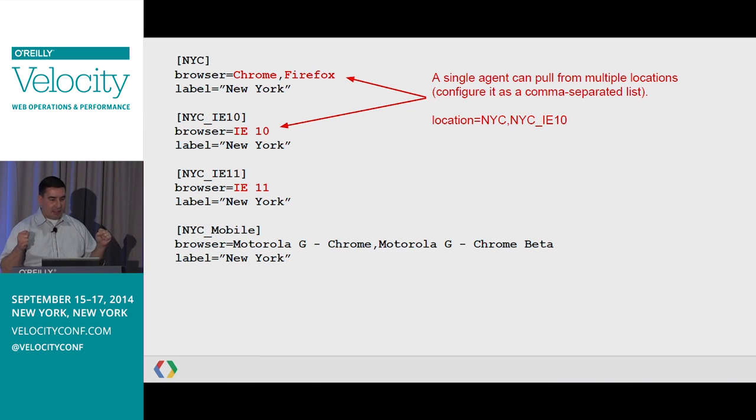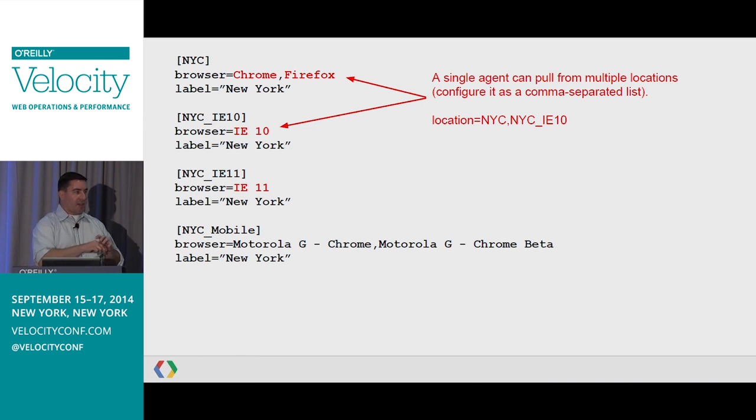However, each agent can pull from multiple test locations simultaneously. The main reason we implemented this is that IE is the only one that's painful, in that a given install of Windows can only run one version of IE at a time. Odds are you want to test against more than one version of IE. However, let's say you've got half of your machines running IE10, half of them running IE11. It would be a real shame if you could only test Chrome or Firefox on half of your machines.